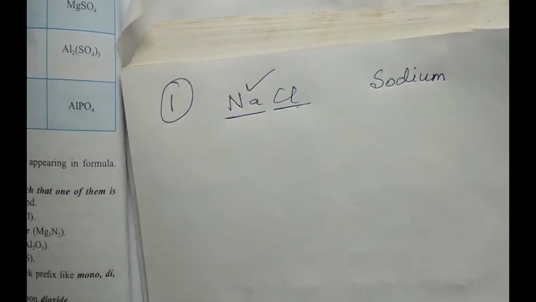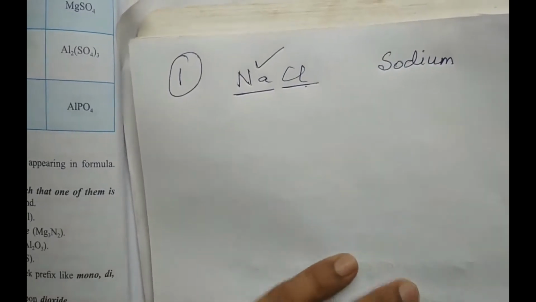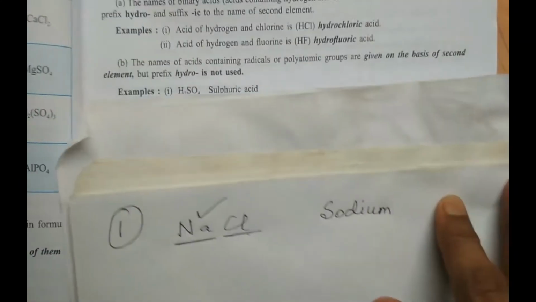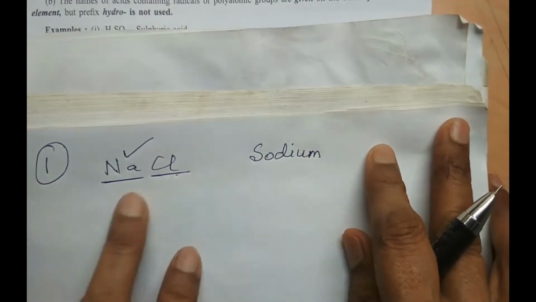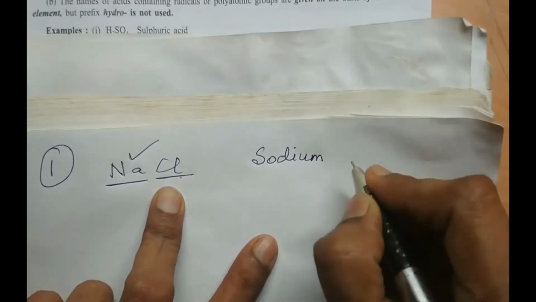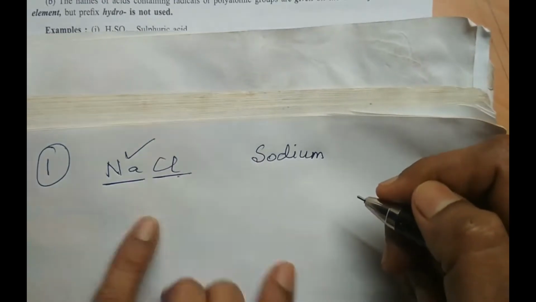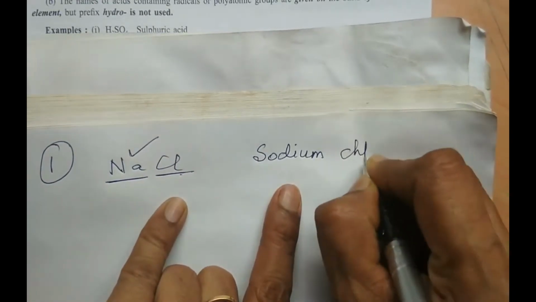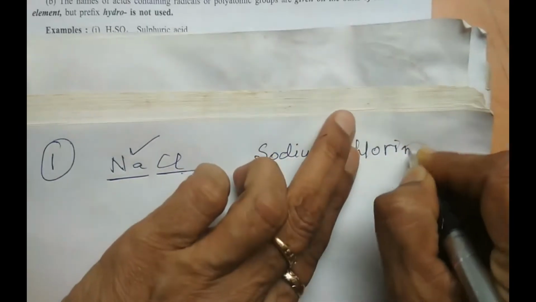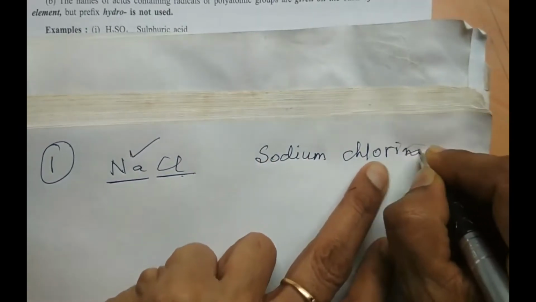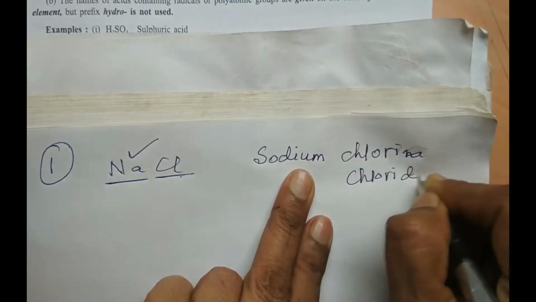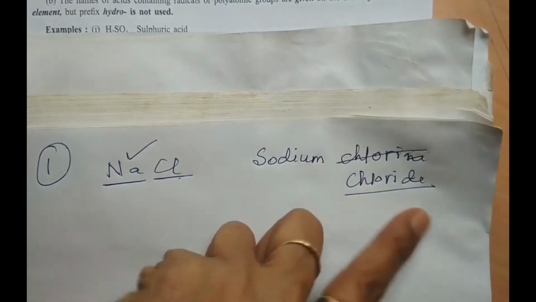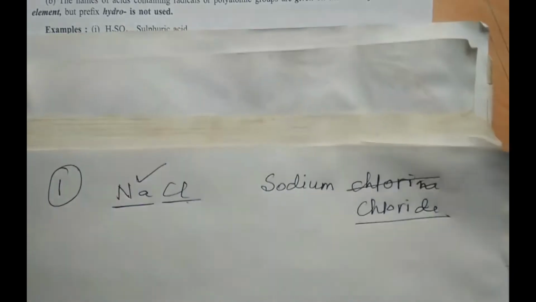Second element, that is the chlorine. But since it is one metal, that is the basic radical or positive ion part, you will write it as it is, sodium. But for the negative ion part, you will add the word chlorine. It is chlorine, but don't write chlorine. Remove this. Instead, you have to write chloride, IDE. So it is sodium chloride.